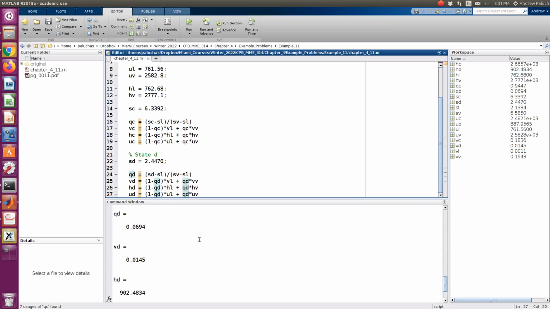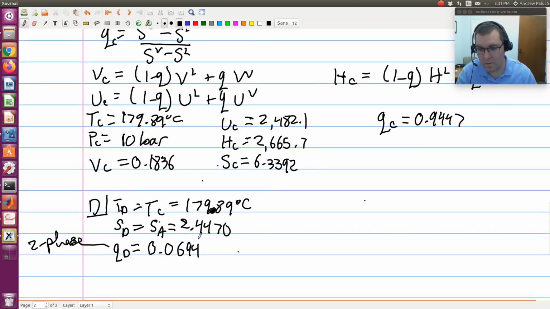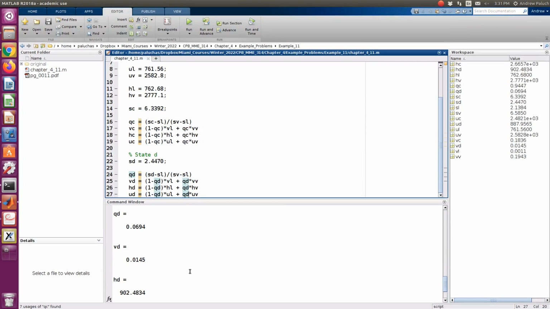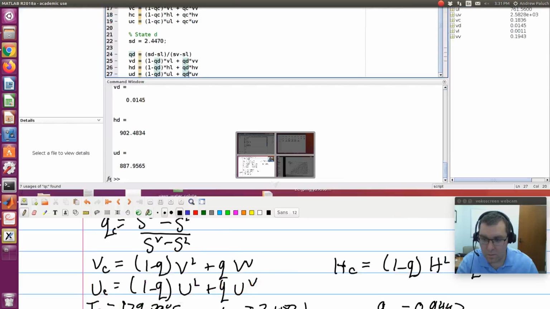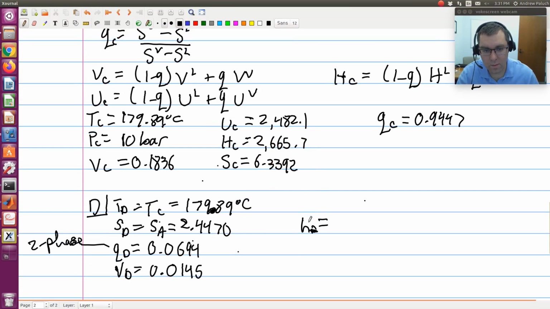So QD, and then let's get everything. So VD is 0.0145. And all of my units are the same as the steam tables. I just skipped them for convenience, so this doesn't get too crowded and too messy. It'd be a lot easier if I was writing on a piece of paper. So HD was 902.